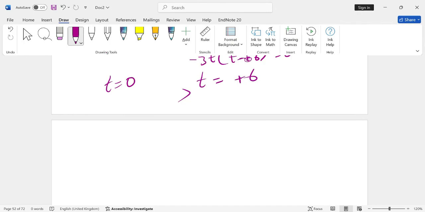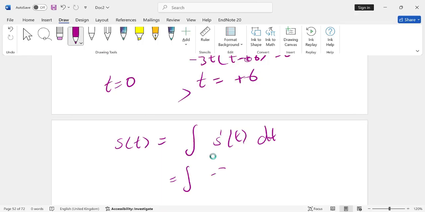Now to find the distance, you must integrate the speed function, which is s prime of t. Remember that s of 0 is equal to 0, the starting distance is 0. So we have s of t equals the integral of s prime of t dt, where s prime of t is minus 3t square plus 18t, dt.